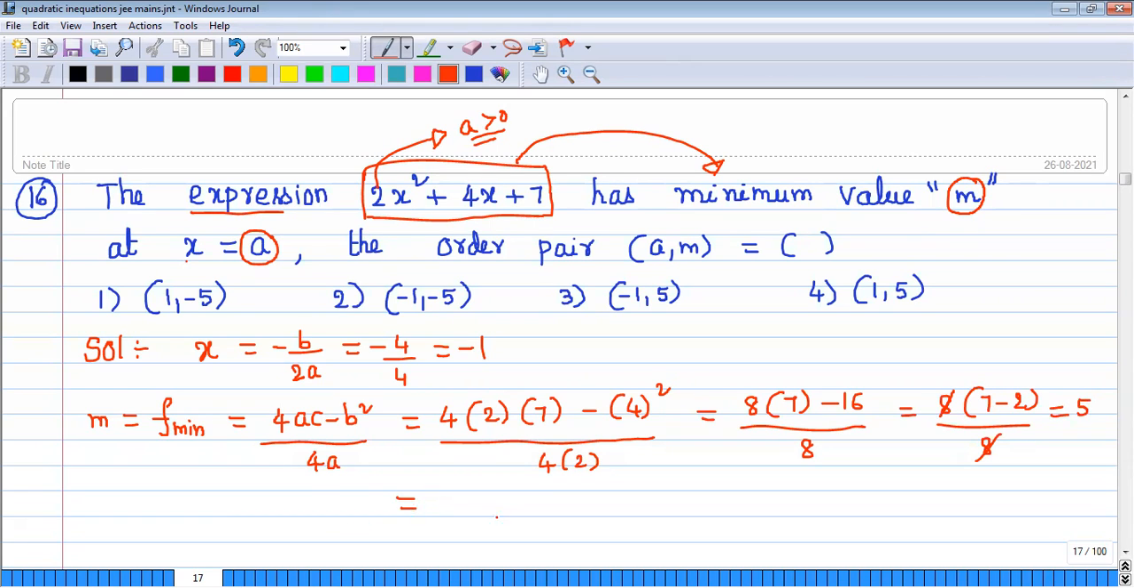Therefore, according to the question, we have this a comma m. Here a means this x value, but not the coefficient of x square. You remember, at x is equal to a, the x value is taken as a. So here minus 1 comma 5. Third option is the right option.